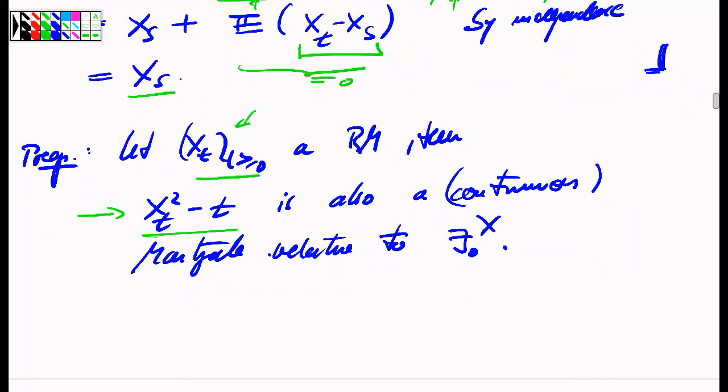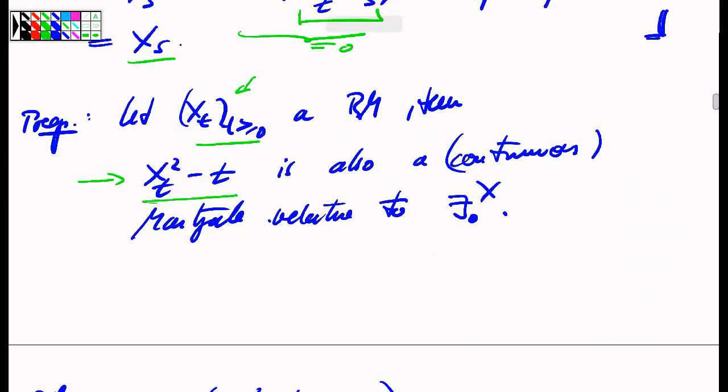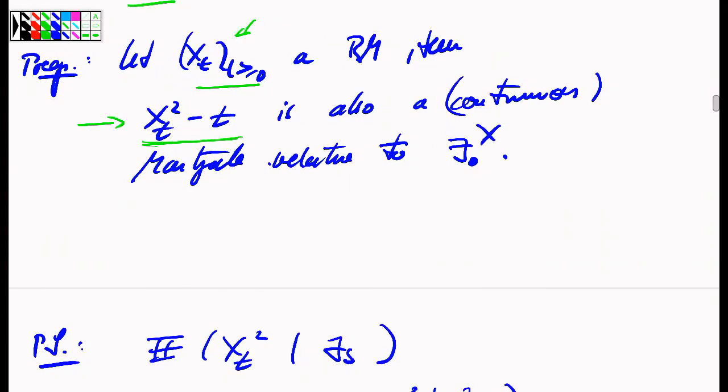We will learn later that this property already characterizes Brownian motion, by the way. So again, I probably was misstating the actual proposition here. If X_t is a Brownian motion, then X_t squared minus t, as a process in time t, is also a martingale relative to that filtration.